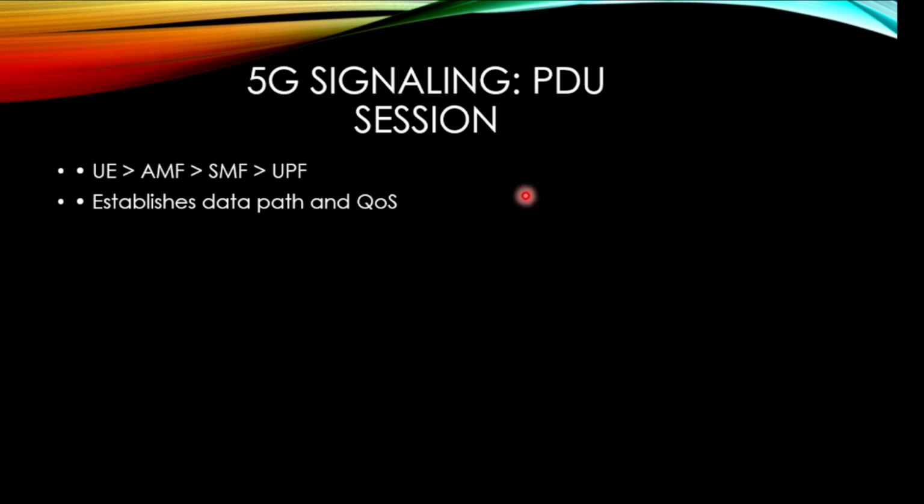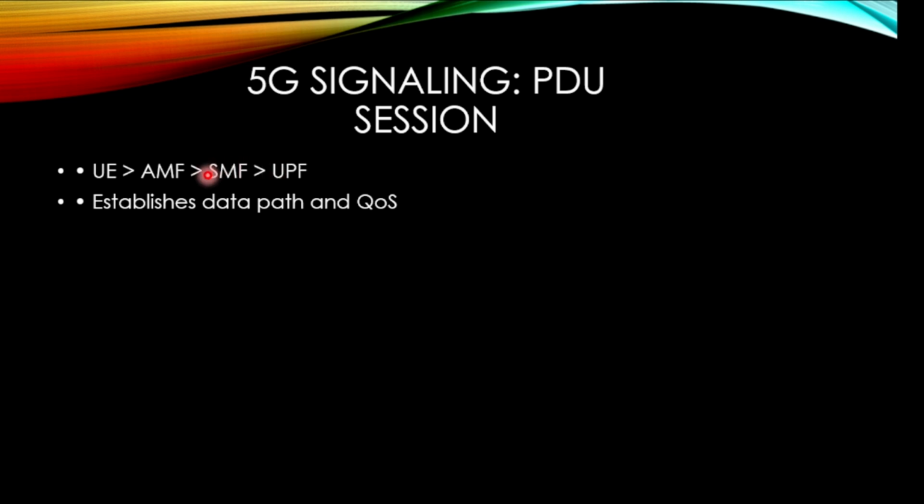Now, 5G signaling: PDU session. A PDU session entails establishing a data session for a user equipment. This is what we mean by a PDU session. It involves the user equipment, AMF, SMF, and UPF. How does it work? The user equipment sends the PDU session request to the AMF, which communicates with the SMF to acquire an IP address, dynamically allocated by the SMF.